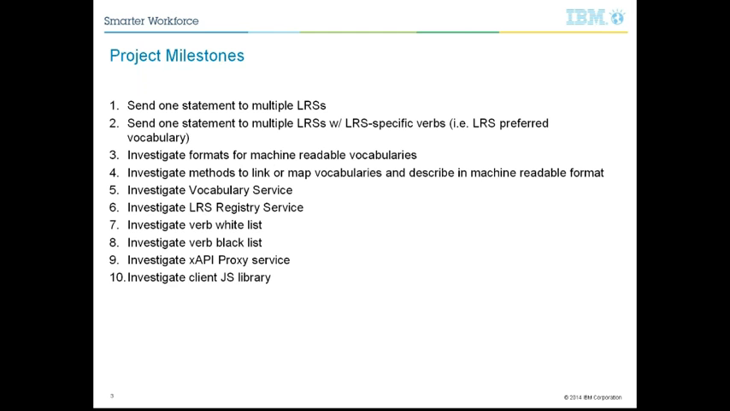These stretch goals we actually implemented, 7 and 8. That was to investigate a verb whitelist and a verb blacklist. That gives the ability, as an activity provider targeting multiple LRSs, to hide some verbs and show others, so you control which verbs get sent to each LRS. And then the last 2 milestones were investigating the concept of an xAPI proxy service and then a client library that sits on top of that.